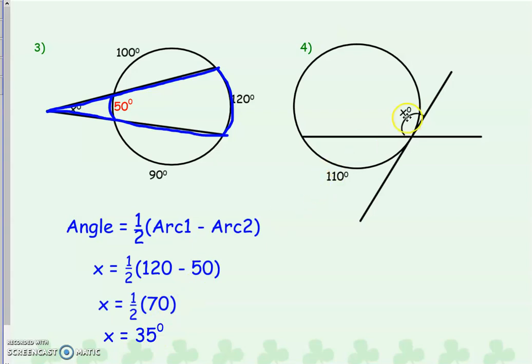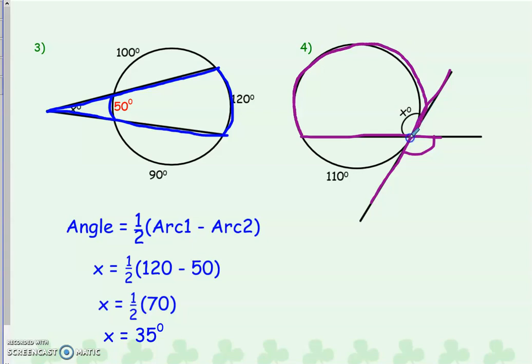Now let's take a look at number four. Number four, where's the vertex? Well, the vertex is on the circle, right there. I look at the vertical counterpart. Does the vertical counterpart intercept the circle in any way? No. So I trace out the sides of x, I trace them out through the vertex, and when that angle takes a bite of the circle, it eats this whole arc.